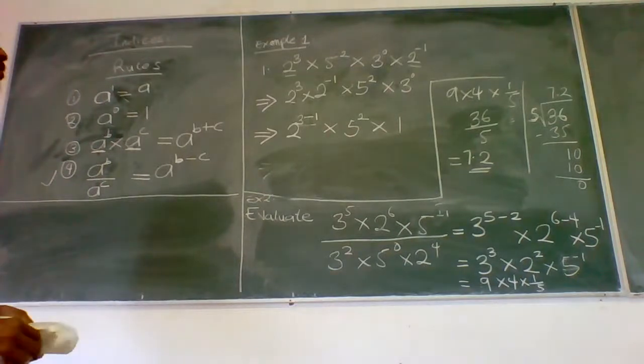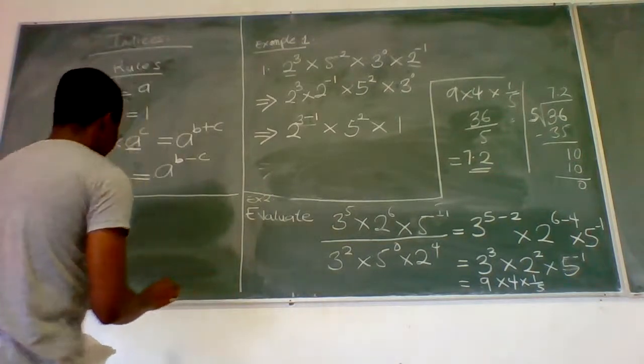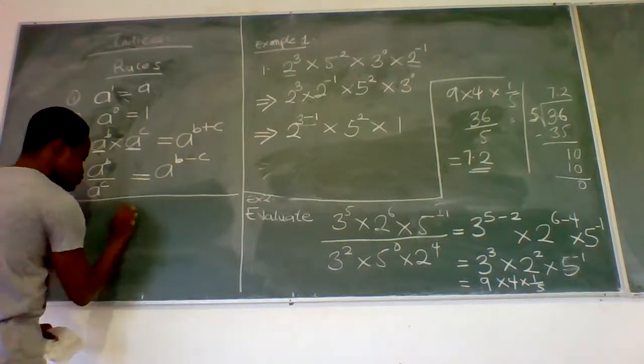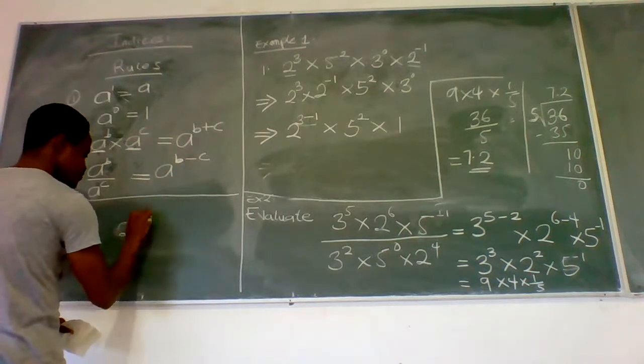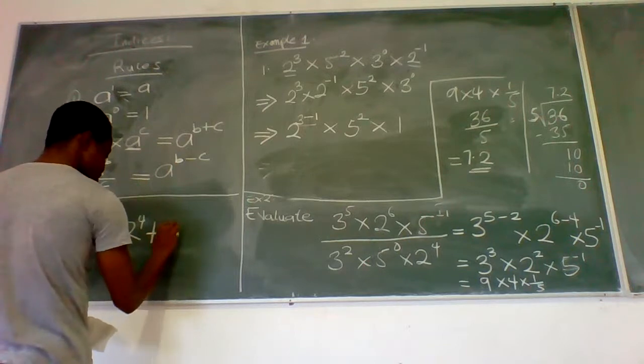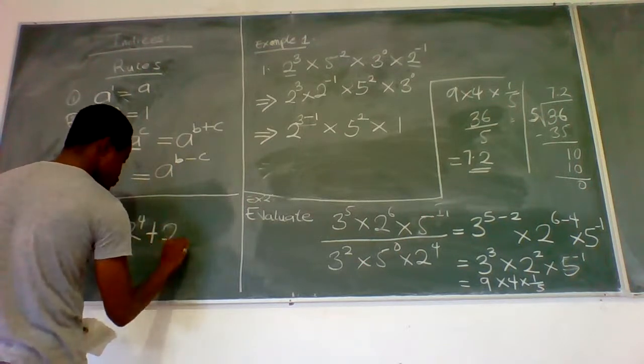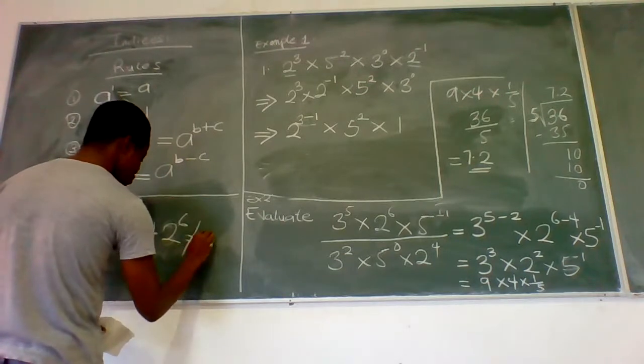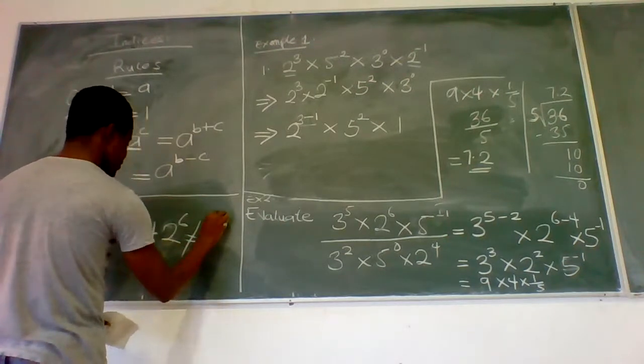But one thing you have to know is, it doesn't hold for addition and subtraction. You can't say 2 exponent 4 plus 2 exponent 6 is equal to 2 exponent 10. It is not equal.